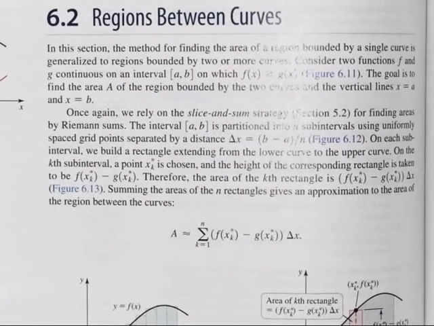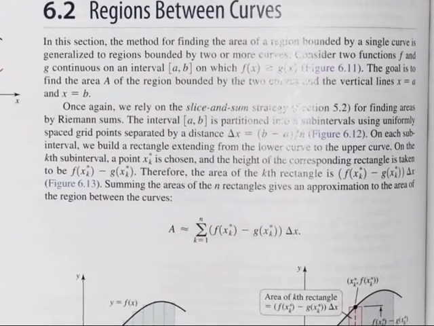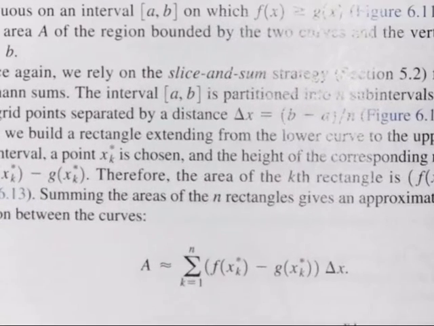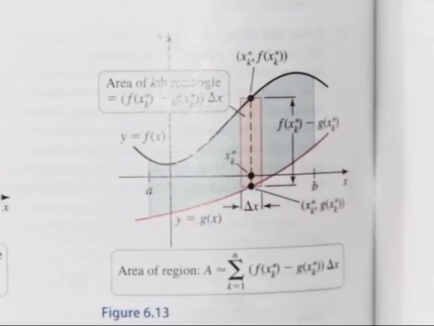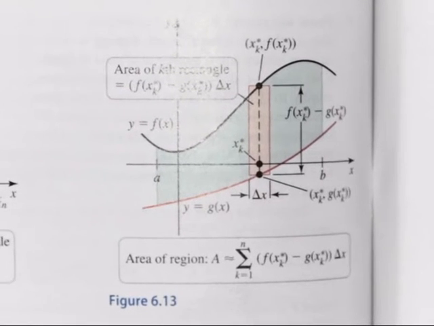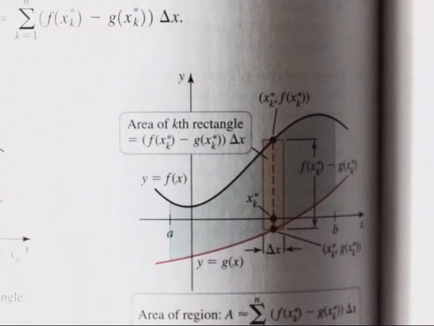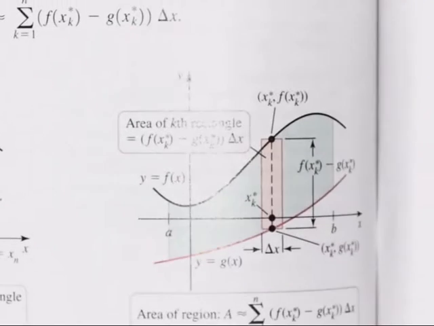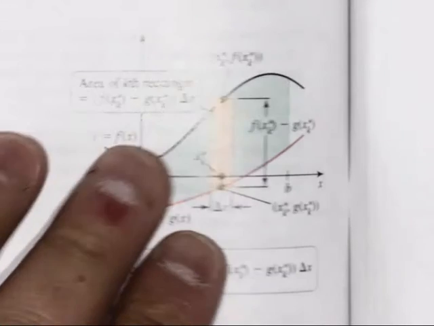Alright, so this idea of finding the region between curves actually stems from the idea of Riemann sums, which we talked about in Chapter 5. And the book does a good job of giving some visuals here. Let me just try to work on this to get a good picture. Okay. Alright, got a little bit of a glare there.